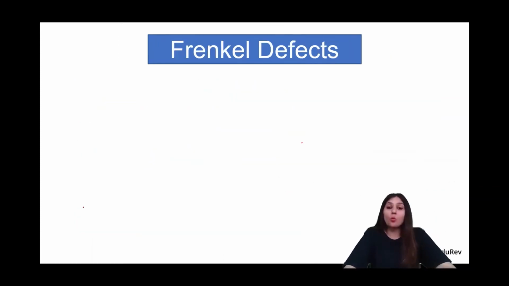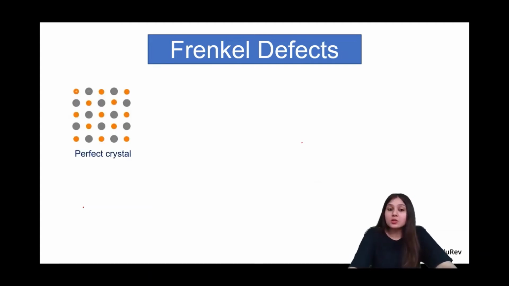Alright, so let's discuss what these Frenkel defects are. This is what a perfect crystal looks like. Perfect, or close to perfect, because we know perfection is not achievable. So this is what a close to perfect crystal looks like.